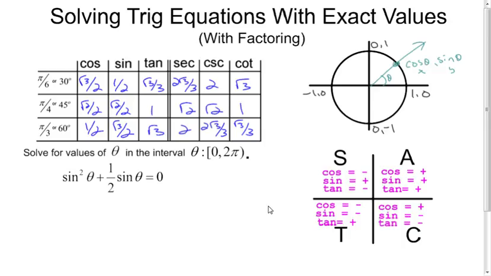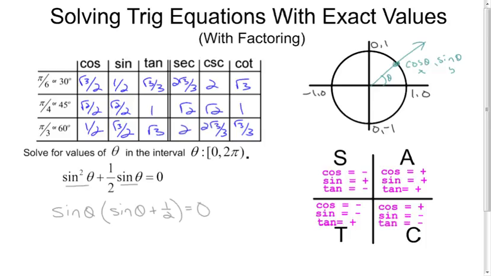We notice that it has two terms that have a common factor of sine. So I think I'm going to factor out a sine theta, okay? And then the remaining factor, sometimes called the buddy factor, will be sine theta plus a half equals 0, okay?